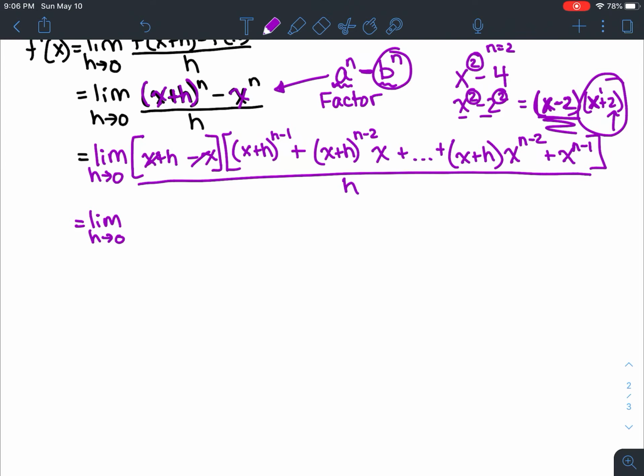So guys, I'm sorry, I'm not going to write that all over again. I'm just going to erase it. It's going to show that all we'd have left is an h here, and we have an h in the denominator. So I can actually cancel those h's out. And now I'm just left with that insane bracket.